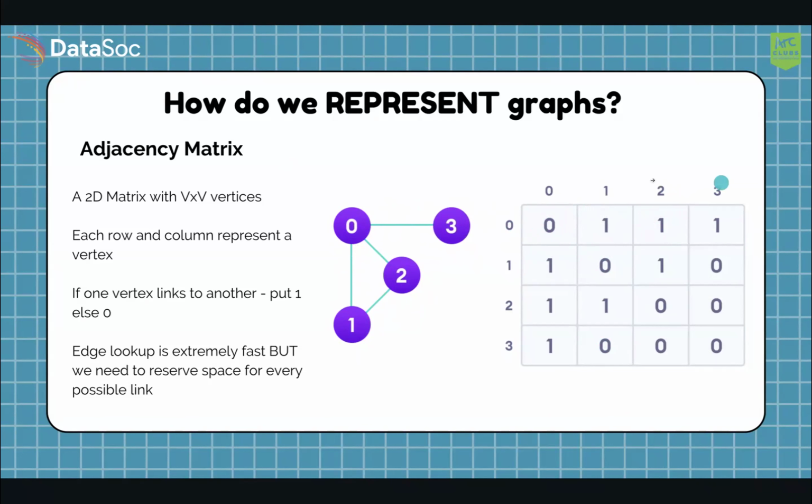So 1, 2, and 3 get a 1 filled in. Since 0 does not have a self loop, it gets a 0. For 1, it's connected to 0 and 2, so for 0 and 2, we get a 1. Other places, that's 0. That's how you fill out this adjacency matrix. And an advantage for this is that edge lookup is extremely fast. But since we need to fill in this matrix, we need to reserve space for every possible link, even the ones that don't matter, such as the zeros.